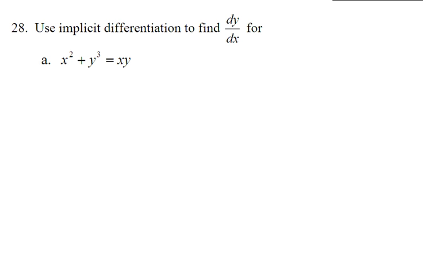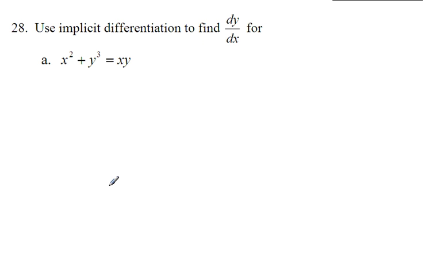In this video, we're going to go over number 28 from the Semester 1 Calc review on implicit differentiation. So in this first problem, we're given x squared plus y cubed equals xy. And it's worth noting that we cannot solve this for y, which is why we would use implicit differentiation.